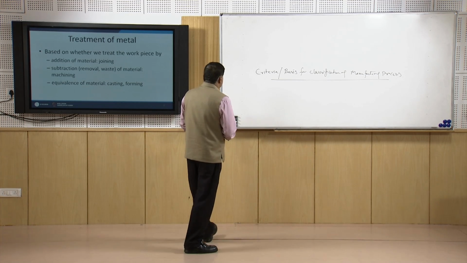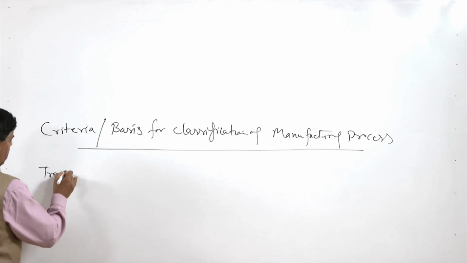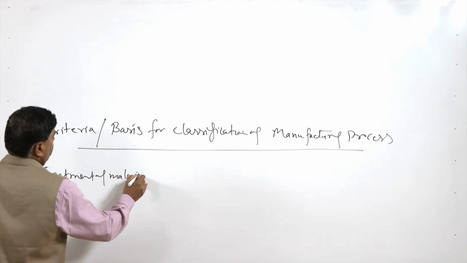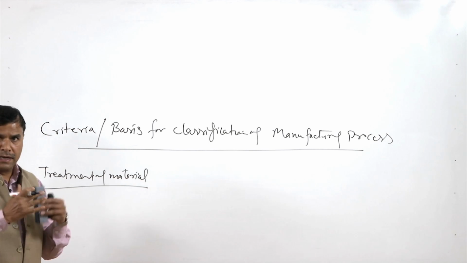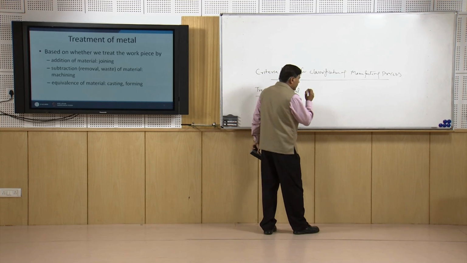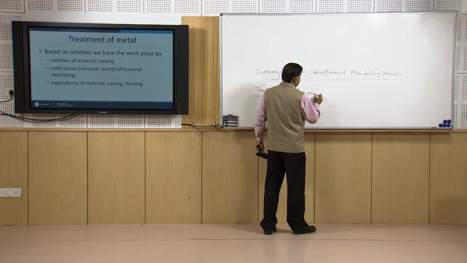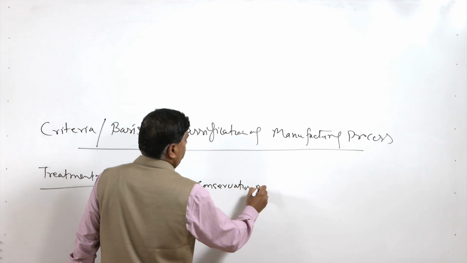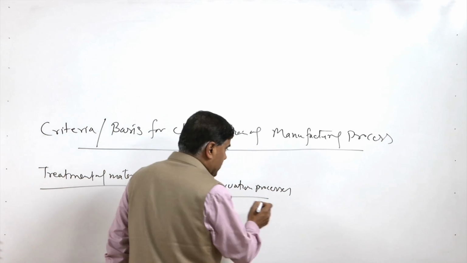Then the treatment, the way by which material is treated. So, here basically this is another bigger classification of the process, where the way by which material is treated. For example, mass conservation processes. So, there are two processes in this category.